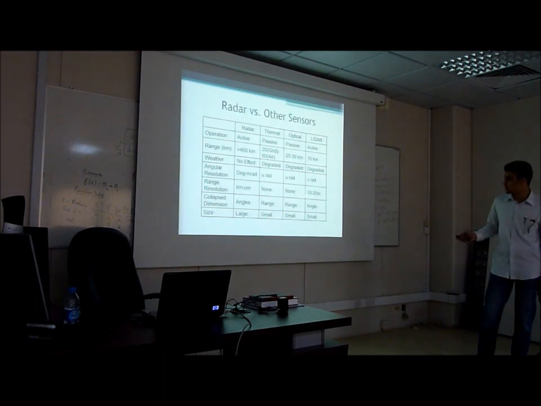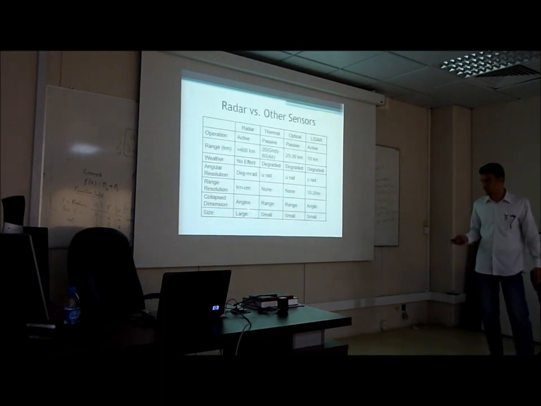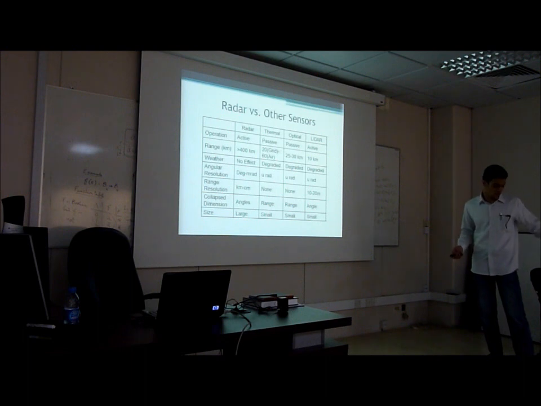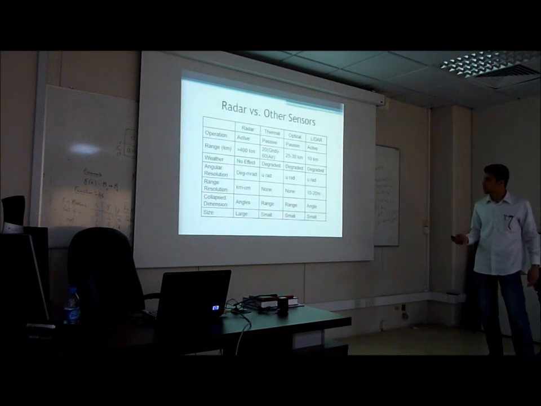And there is from 10 to 20 meters. The collapse dimension in radar is angles, and for thermal or optics it is range, and for radar it is also range. The size of the system, of course, you've seen the picture before. The radar system is big, about a room, from here to the end of the room. But for thermal and optical cameras, it's smaller than that.